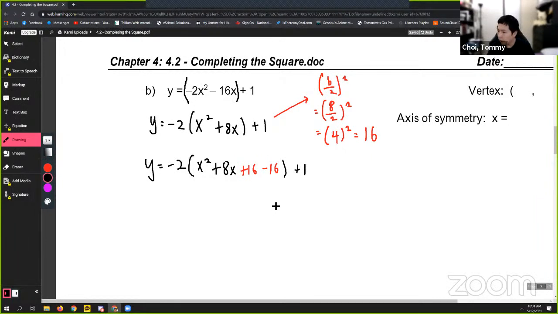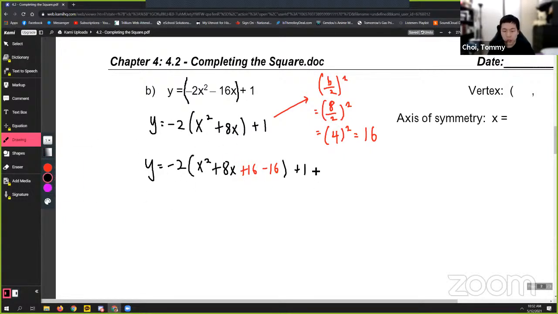Someone asked, can it be -2x? No, it cannot be -2x because we're dividing by -2. -16 divided by -2 is 8x. So there's only really one way to do so.